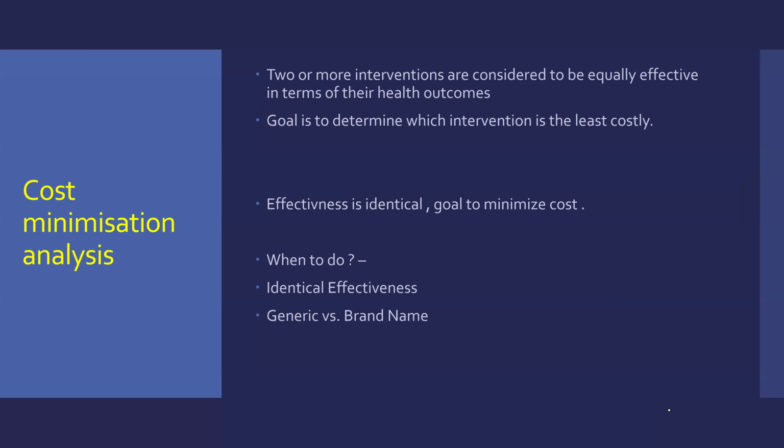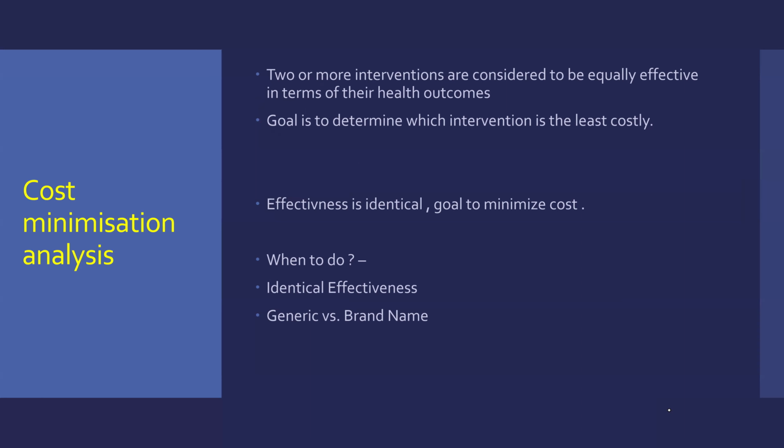Now this will go only when the effect of the intervention is equal. Both the interventions are equally effective. So you're essentially checking only the cost between the two. Normally you cannot do it. It's very difficult. I mean, it's not usually applicable. When do we do it? If we have two interventions which are 100% equally effective, but you want to check the cost. That is the time you do a cost minimization analysis.